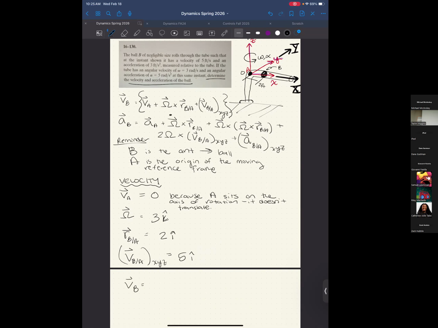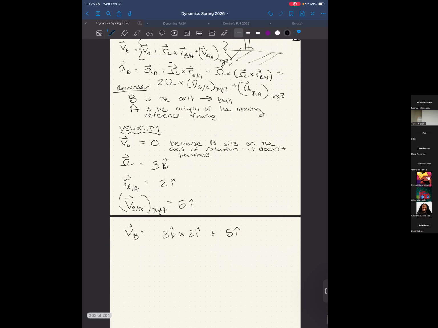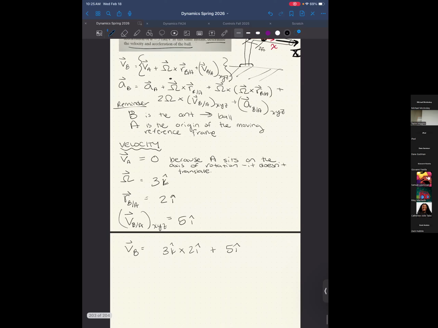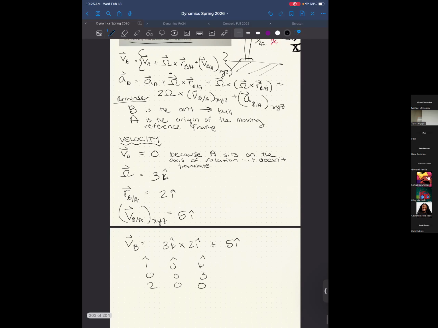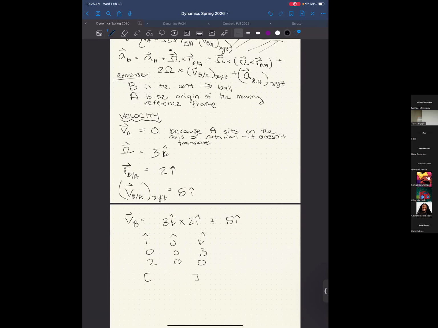equals 0 plus 3K cross RB/A, which is 2I plus 5I. Is that right? I think so. I didn't do this ahead of time, so correct me if I'm wrong. 0, 0, 3, 2, 0, 0. I minus J plus K.